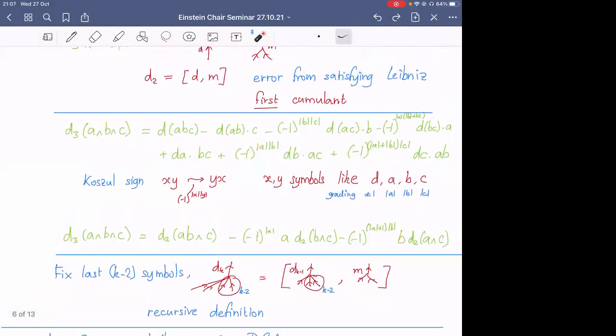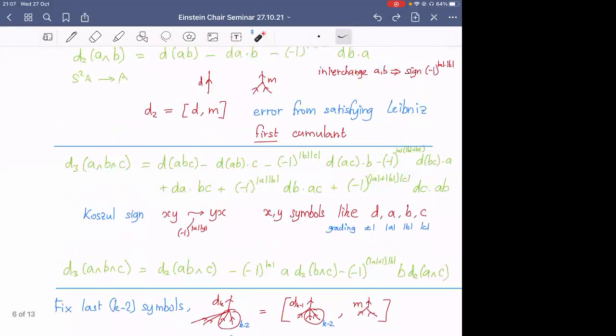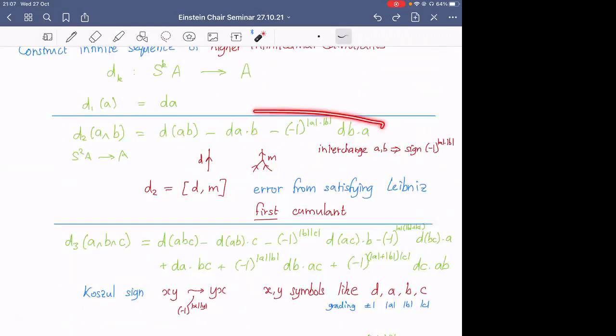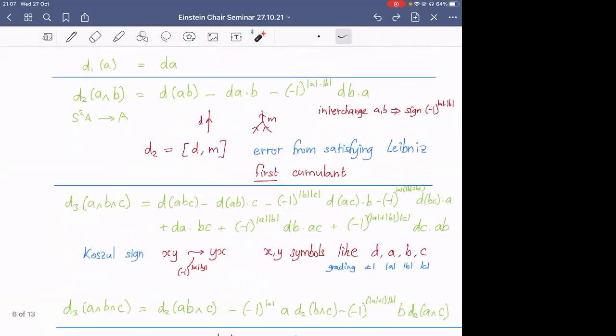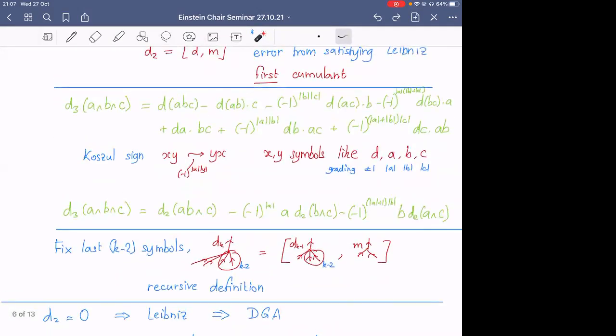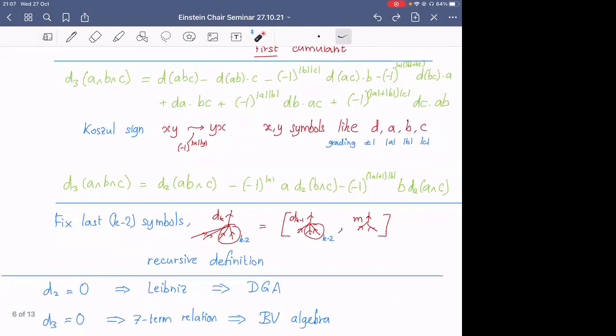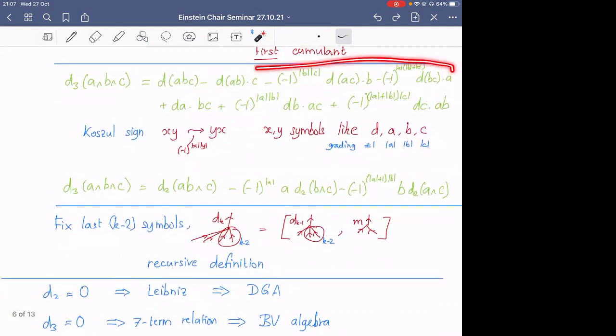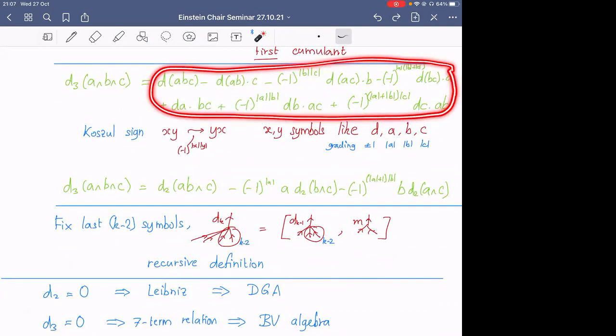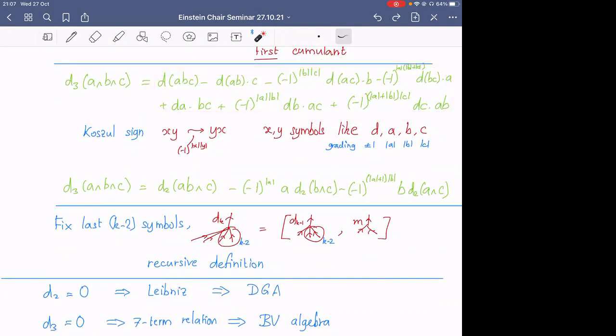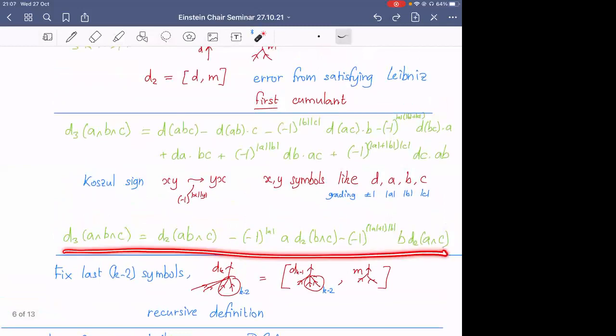And now that we're here, let's just mention that when D2 is 0, meaning this expression vanished, that gives you Leibniz, and then you have a differential graded algebra. Whereas when D3 is 0, so now we have the sum of 7 terms is 0, that's a weakening of Leibniz. Leibniz doesn't hold, but you have a 7-term relation, and that's called a BV algebra. You also notice from here that if D2 was 0, then so would be D3 and all subsequent ones. Similarly, at any stage, if one vanishes, then all subsequent ones will also vanish because of recursion.